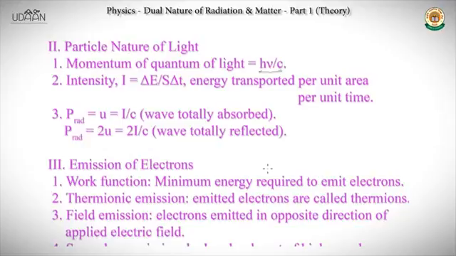Right. So next is the intensity I. The intensity is given by delta E divided by S delta T. S is the surface area where the light is incident. Delta T is the time interval, and E is the energy that is transported while radiation is falling on a surface. So intensity is basically the energy transported per unit area per unit time. So next we move on to the radiation pressure.